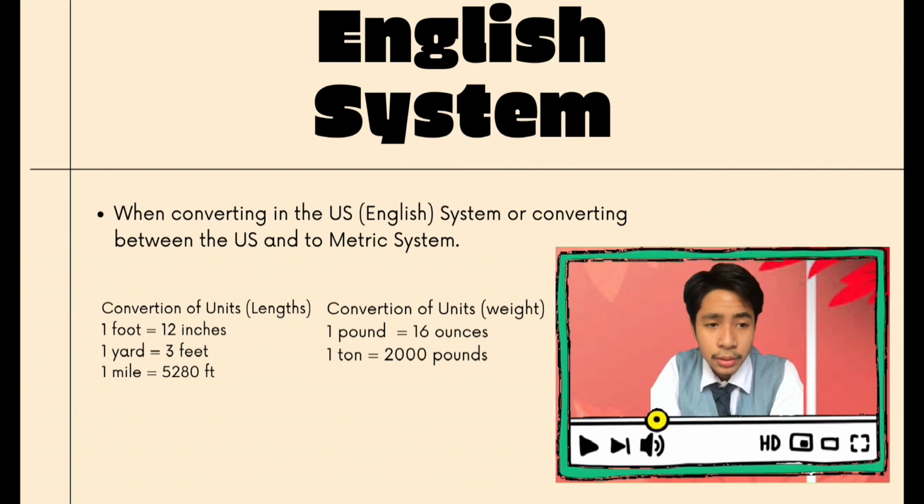The conversion of the units according to weight is 1 pound is equal to 16 ounces, 1 ton is equal to 2,000 pounds. Now that that's done, let's proceed to the examples.